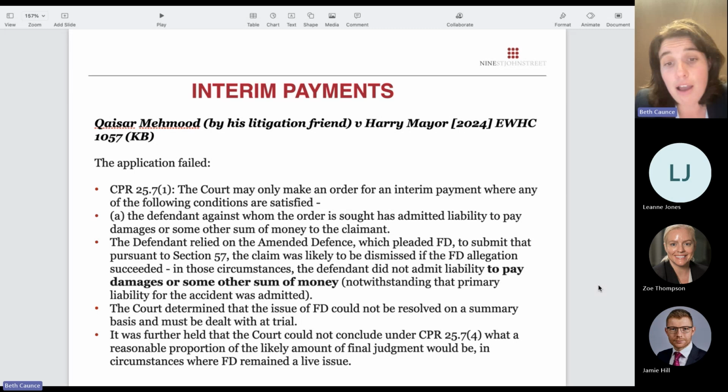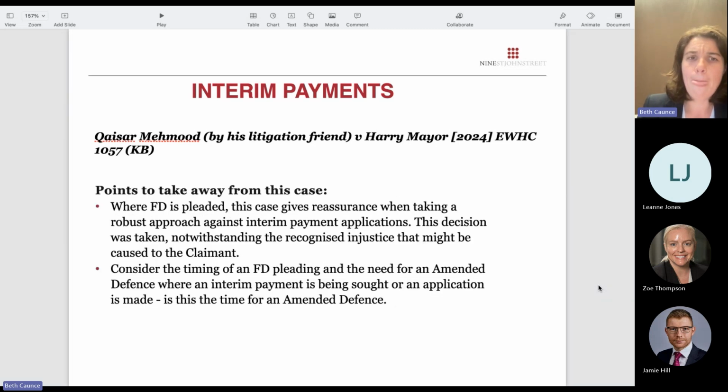And as a further rationale for the decision, CPR 25.7(4) requires that the court consider what a reasonable proportion of the likely amount of final judgment would be. Well, again, in circumstances where FD is a live issue, and it may well be that the claimant recovers nothing, it's impossible for the court to ascertain what a reasonable proportion of the likely amount of final judgment would be.